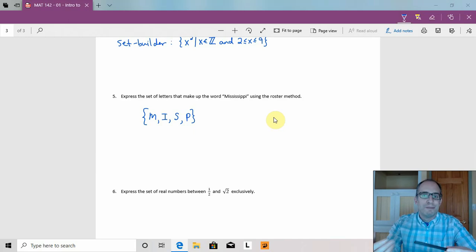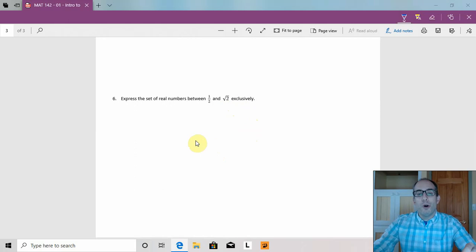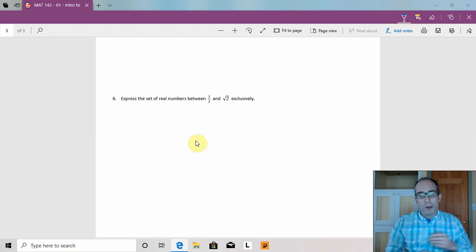All right, and then 6, express a set of real numbers between 1/2 and radical 2 exclusively. Okay, so first thing with 6, the phrasing looks like the phrasing for 4. However, there's no way to use the roster method here because there's an infinite number of values between 1/2 and radical 2 that are real numbers, and there's no way that you could list them where it would be obvious what came next, right?